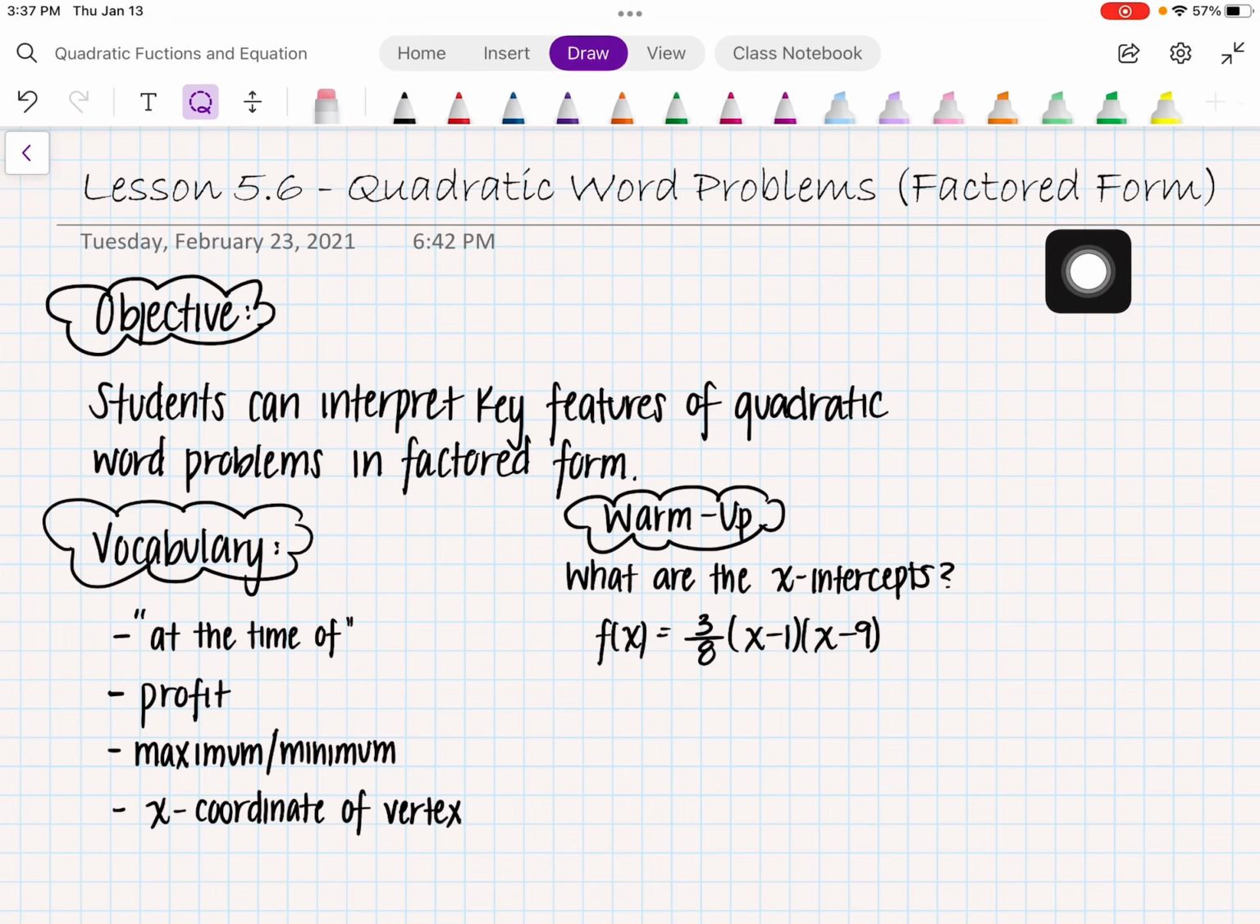All right, you guys, let's go ahead and get started here on lesson 5.6. This is quadratic word problems in factored form. We will be seeing similar lessons like this on two more occasions, where we're talking about vertex form and then standard form. But more or less, it's the same idea when we come to quadratic word problems. In this case, students can interpret key features of quadratic word problems in factored form.